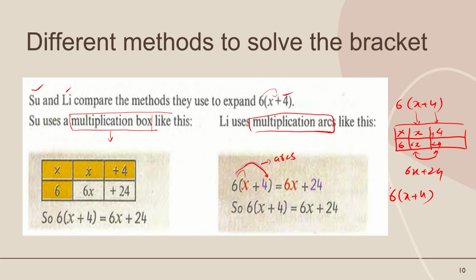First use the arc with the first number, 6 into x. Then use the arc for the second number, 6 into 4. So 6x, and 6 times 4 is 24. So you will get the same answer. So these are the 2 methods. It's up to you which method you use, whichever you find easy.